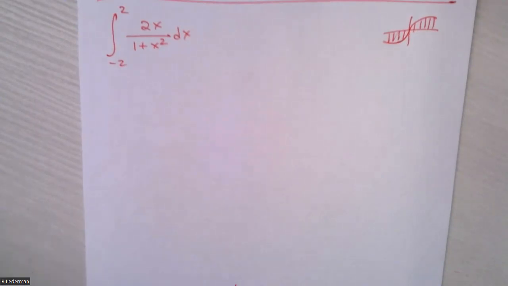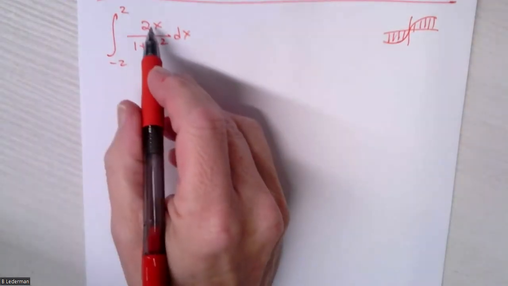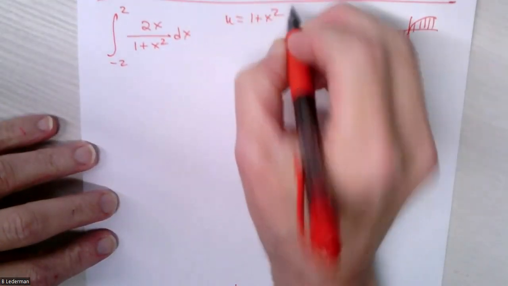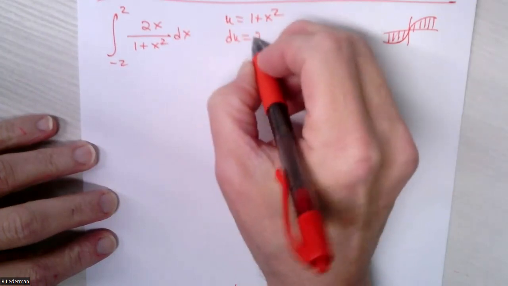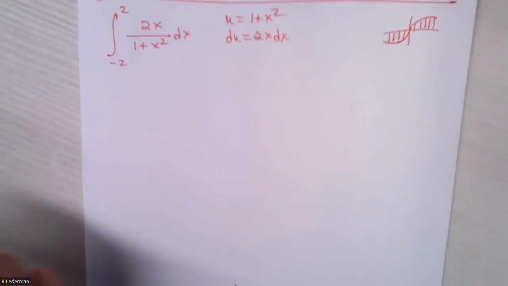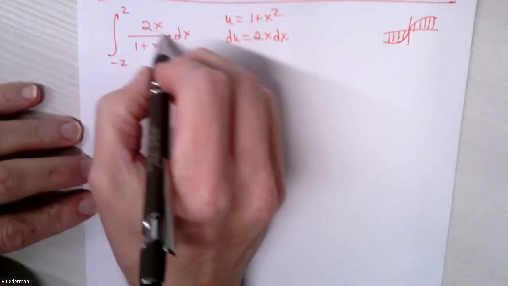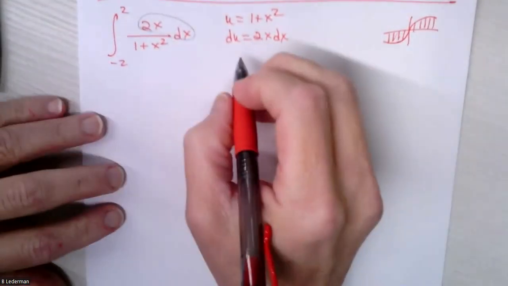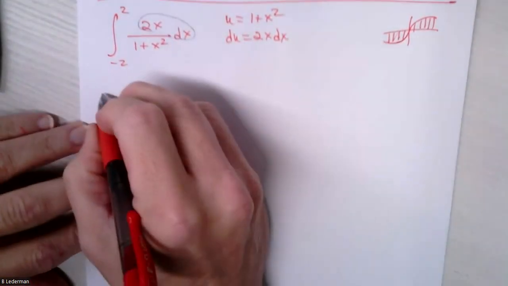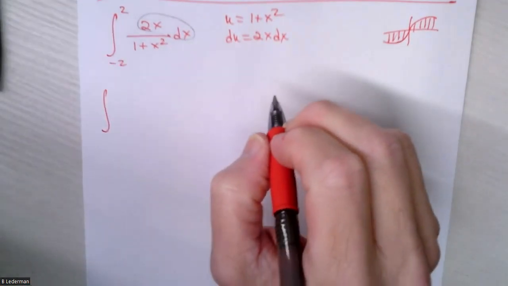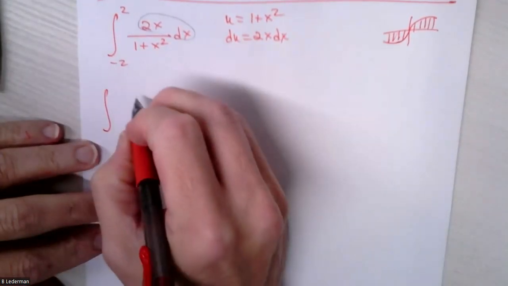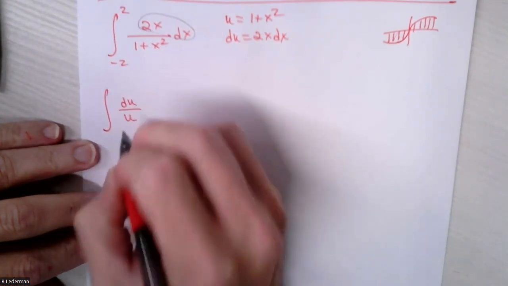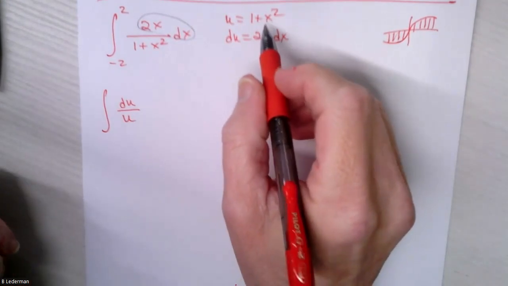So I noticed that the derivative of x squared is 2x. So I'm going to let u equal 1 plus x squared, and du is equal to 2x dx, which is perfect because I have that right here, 2x dx. So this now is equal to the integral of du over u.